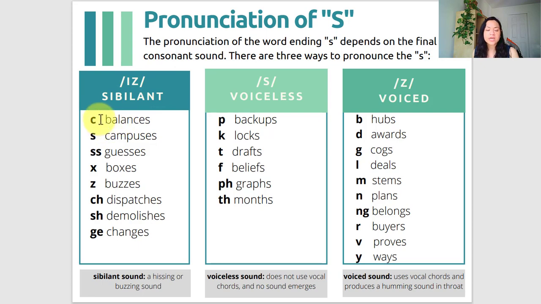If the word ends in a consonant sibilant sound, and keep in mind I'm saying sound because a word like balance actually ends in an E. However, when I say it, I hear the sound S. That is the sound we're looking for. That's what we call a sibilant. A sibilant is any sound that is hissing or buzzing. For example, S, X, Z, Ch, Sh, J.